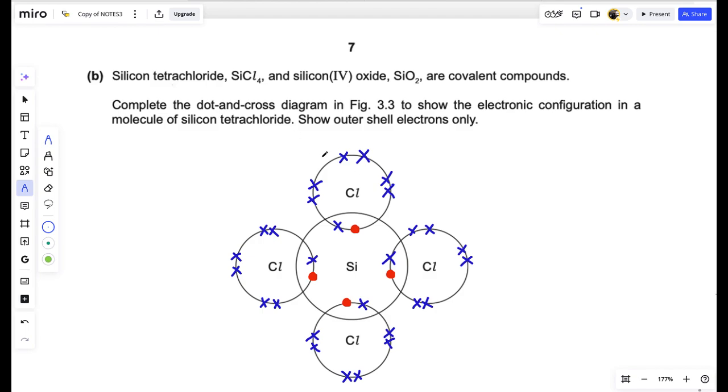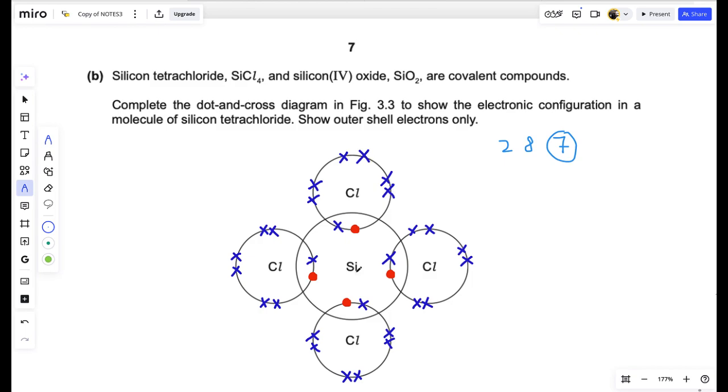Now chlorine, the outer shell has 7 electrons. So assuming we are using the cross for chlorine, you can see we have 7, because chlorine is 2, 8, 7, right? We're only doing the outer shell, not the first shell or the second shell, because the atomic number is 17. So the number of protons is 17, and the number of electrons is 17. So we draw the outer shell of chlorine with 7 crosses: 1, 2, 3, 4, 5, 6, and 7.